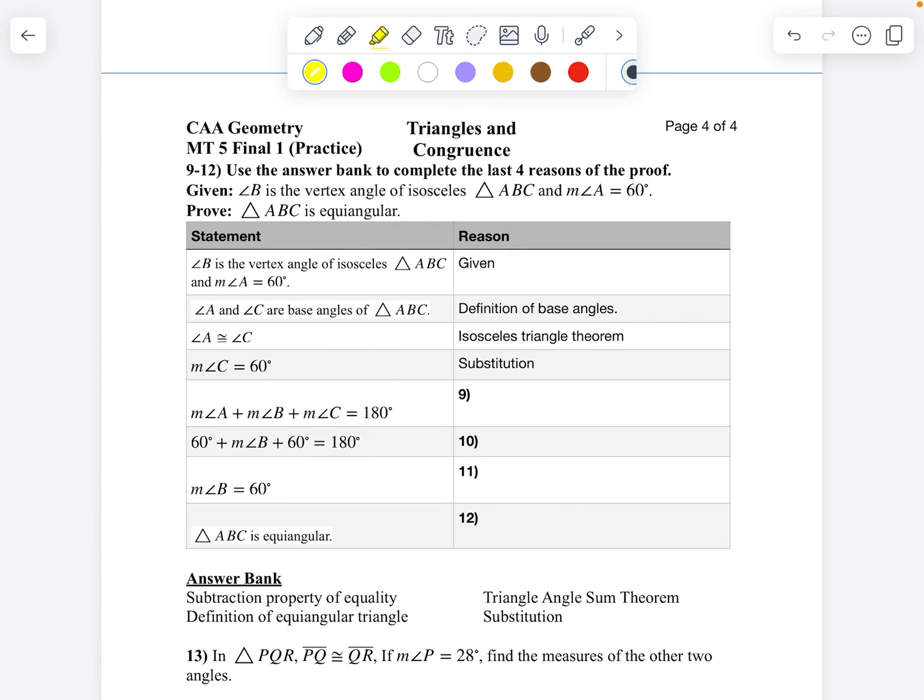Now, questions 9 through 12 was actually one problem. I just split it up for you. And I even gave you an answer bank, so we should have got this one right.